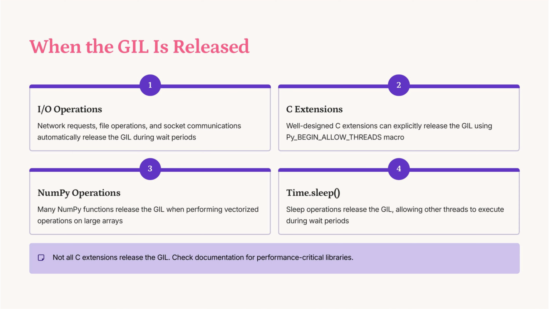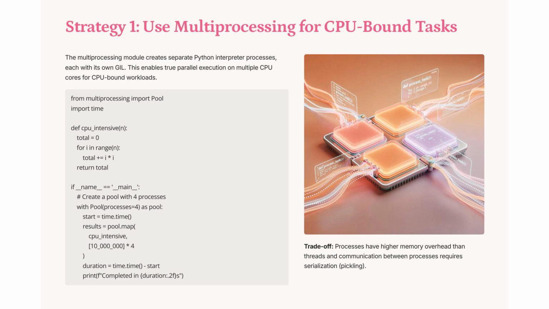Always verify if performance-critical libraries release the GIL. For CPU-bound tasks, leverage the multiprocessing module to achieve true parallelism. By creating separate interpreter processes, each with its own global interpreter lock, you can utilize multiple central processing unit cores effectively. However, be mindful of the higher memory overhead and the need for serialization when communicating between processes.